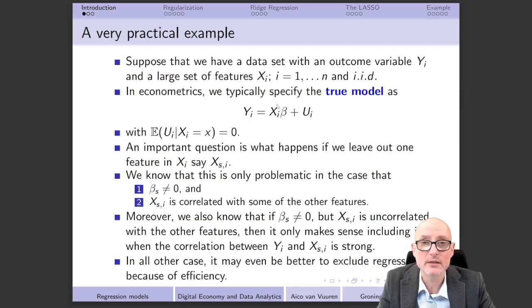But still an important question, and a question that you must have seen before, is of course what happens in the case that we are going to leave out one of the regressors in this xi that we have over here. So in terms of machine learning, if you're going to leave out one of the features, say this xsi that we have over here, we simply do a regression based on this model that we have over here, but we leave out one of the features, say this s feature that we have over here.